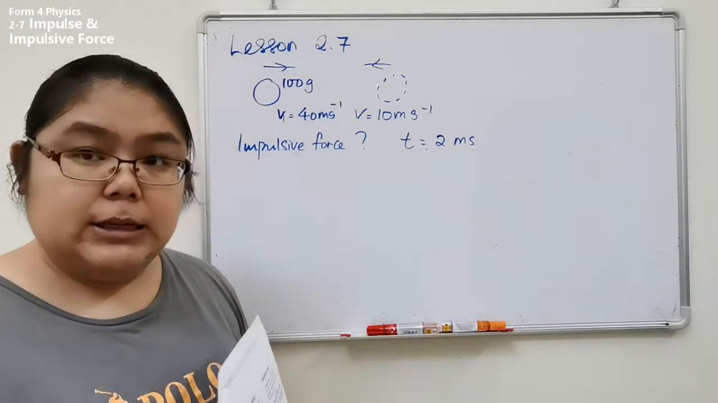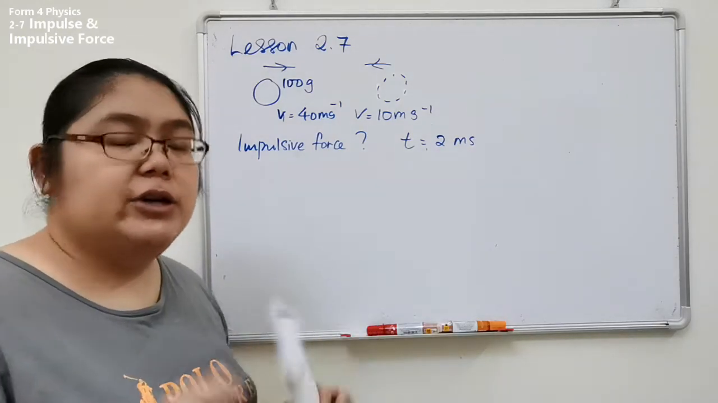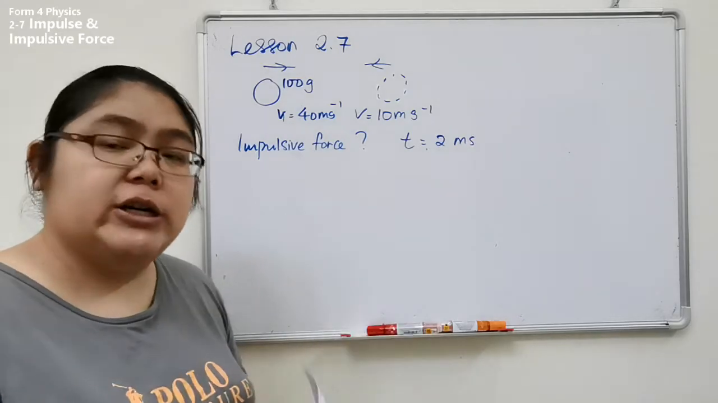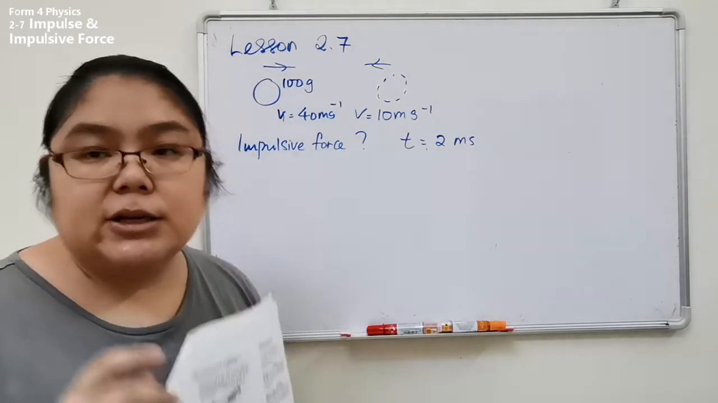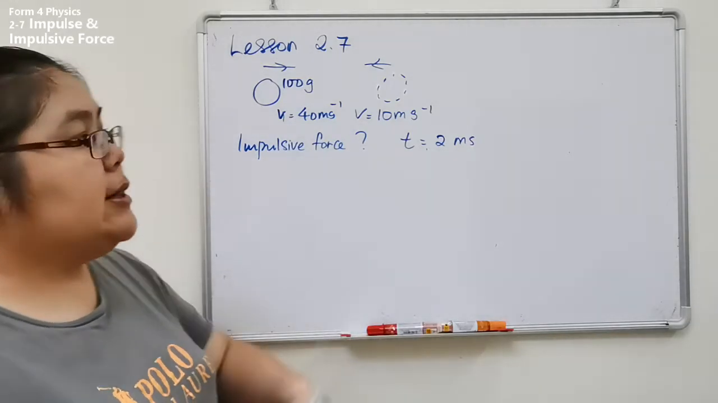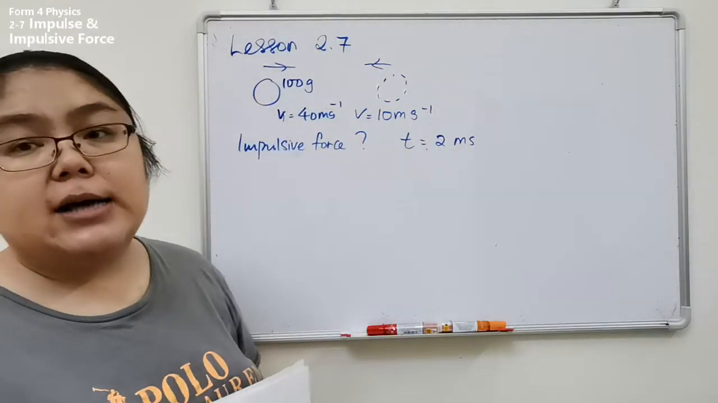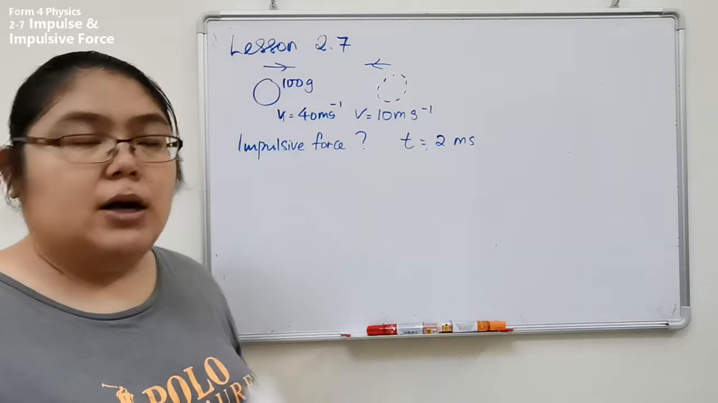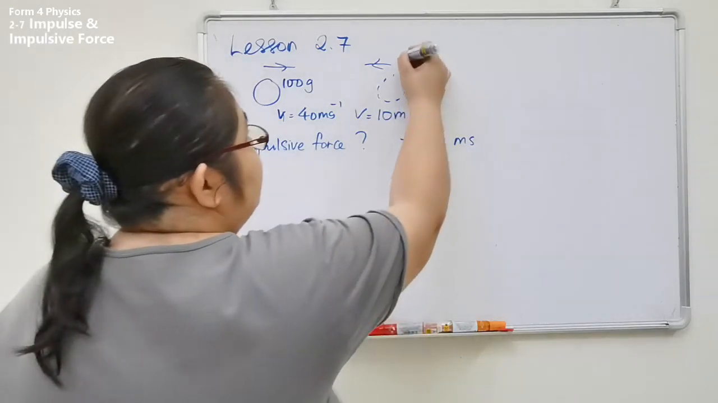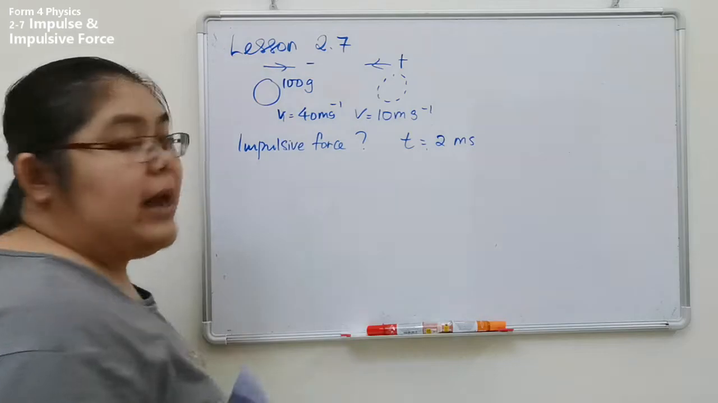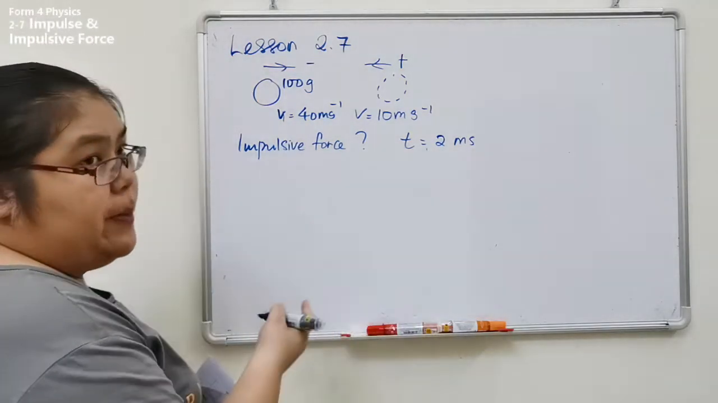Remember this: final and initial you cannot change. Which one is final and which one is initial is fixed, but the direction is up to you. So I take the final as the positive direction, and the initial as the negative direction. I just write here, this one is positive, this one is negative. The question wants to find the impulsive force.